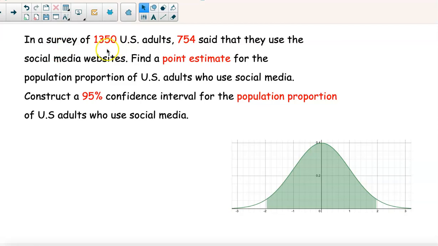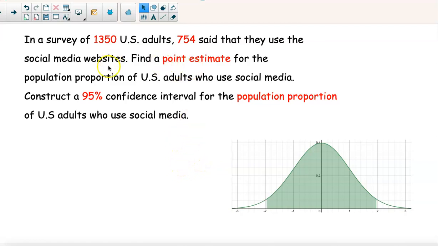In a survey of 1,350 US adults, 754 said that they use social media websites. Find a point estimate for the population proportion of US adults who use social media and construct a 95% confidence interval for the population proportion of United States adults who use social media. So it is a kind of lengthy problem.